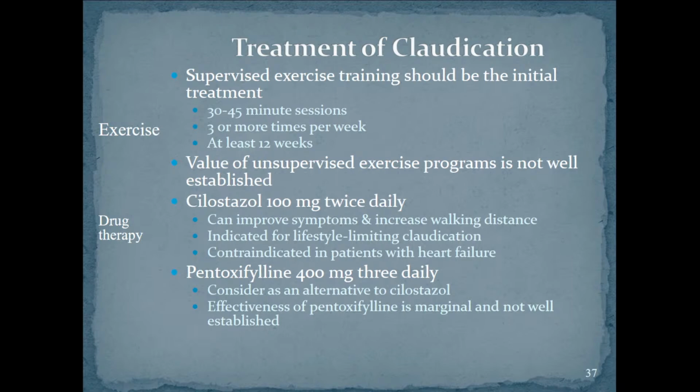Cilostazol 100 milligrams twice daily. It can improve symptoms and increase walking distance, indicated for lifestyle-limiting claudication. Contraindicated in patients with heart failure. Pentoxifylline 400 milligrams 3 times a day. Consider it as an alternative to cilostazol. The effectiveness of pentoxifylline is marginal and not well established.